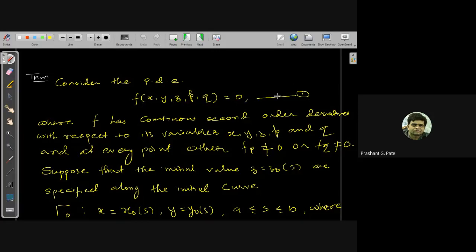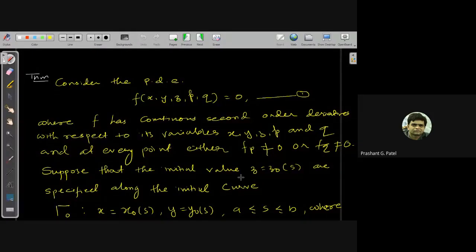where this function f is a function whose second order partial derivatives exist with respect to x, y, z, p and q, with the condition that f_p or f_q, either of them, is non-zero.